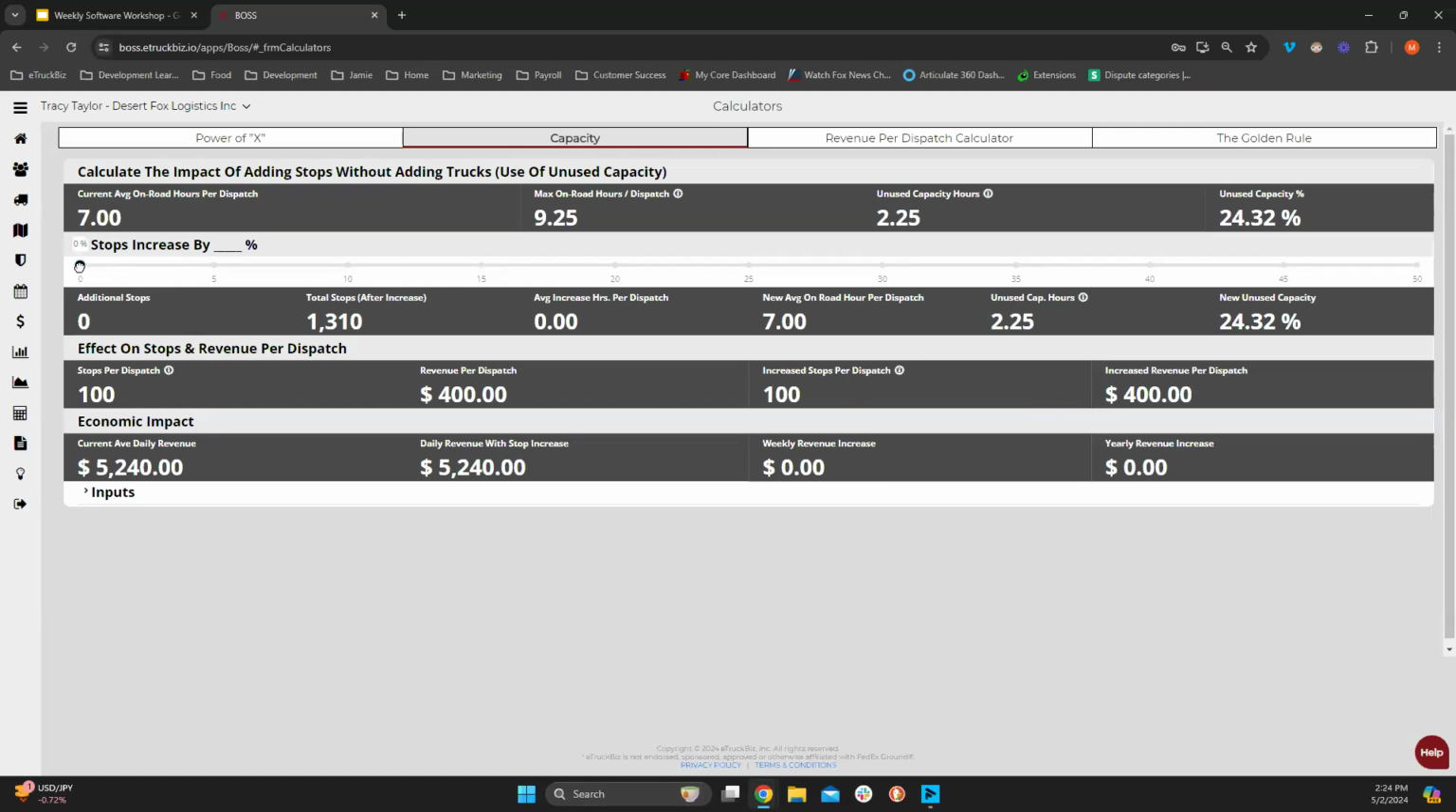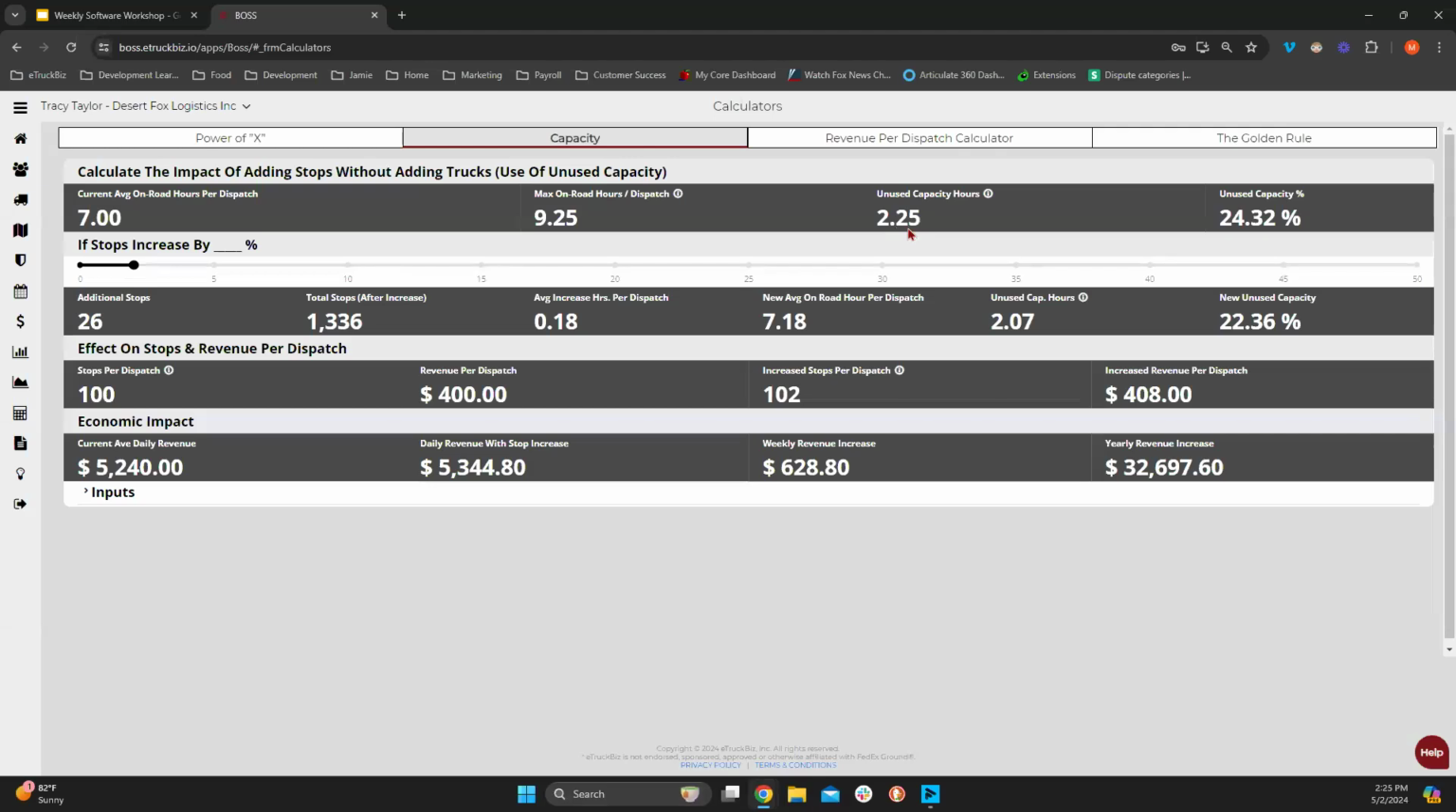If you increase it by, say, 2%, you're looking at 26 additional stops, total stops after your increase. And right now you're at 2.25 hours of unused capacity hours. So that's that time where we're talking about, FedEx assumes you should have your drivers out on the road 8.33 hours. That is unused time.